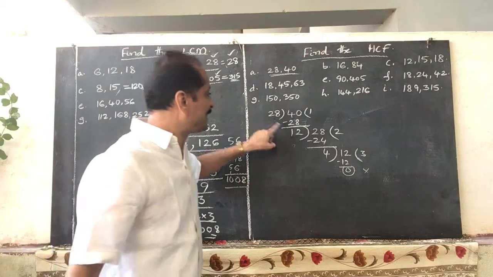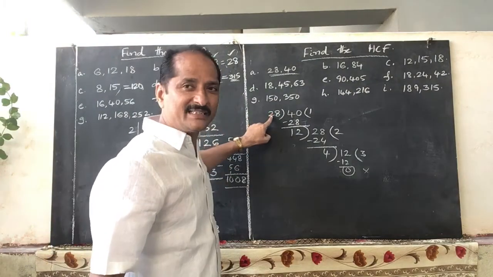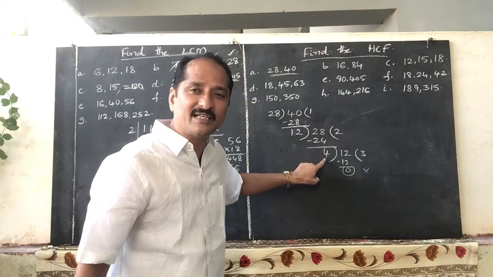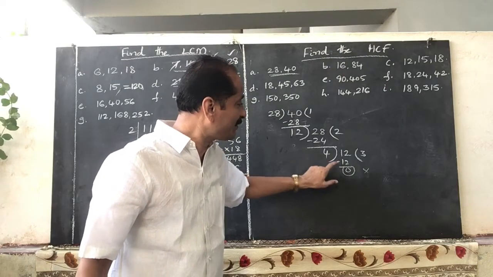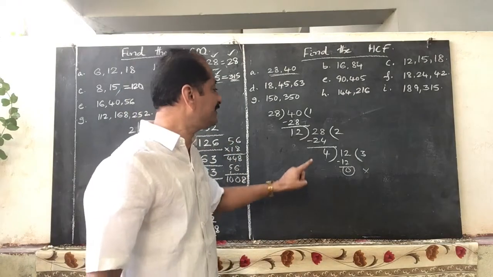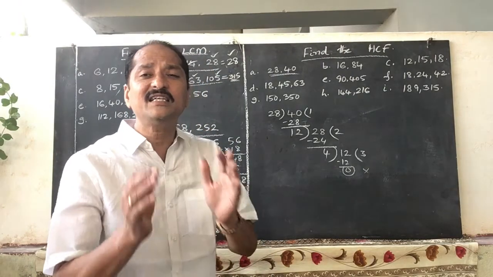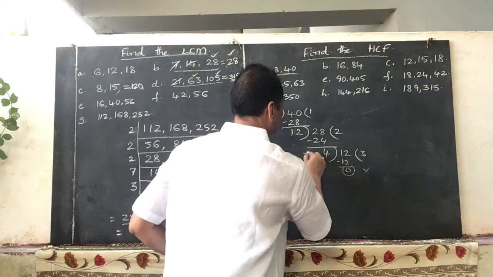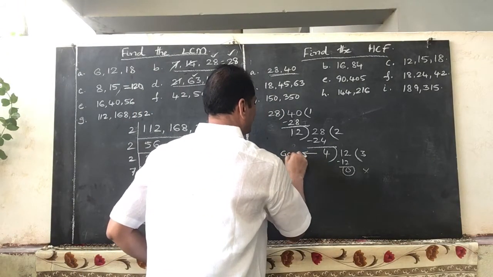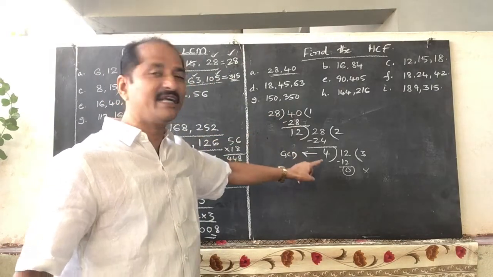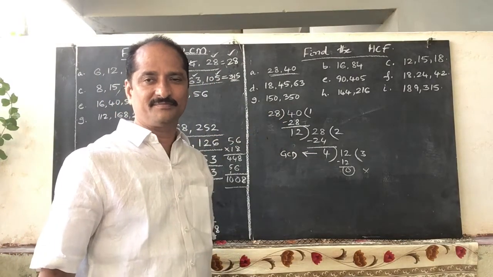Here we did 3 steps. In the first step, 28 is the divisor. In the second step, 12 is the divisor. In the third step, 4 is the divisor, and here you got remainder 0. So what is the last divisor? The last divisor is 4. The last divisor is the GCD of those numbers. So this will be the GCD or HCF. So the HCF of 28 and 40 is 4.